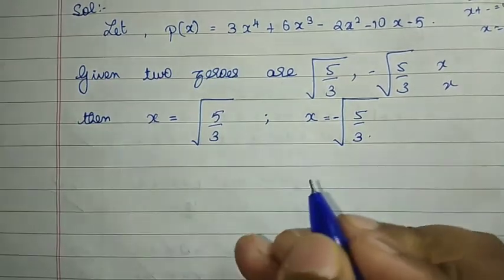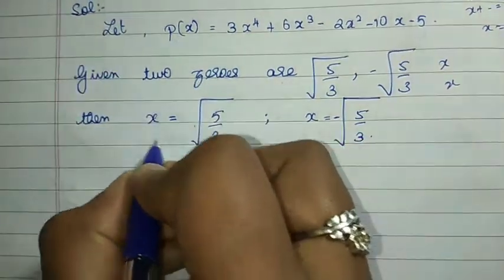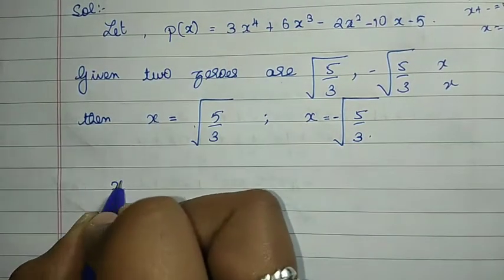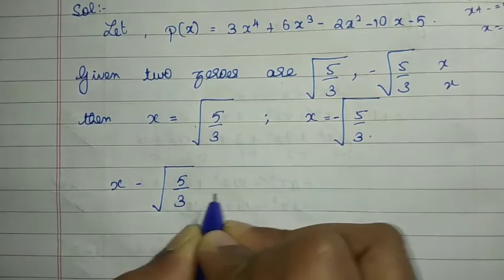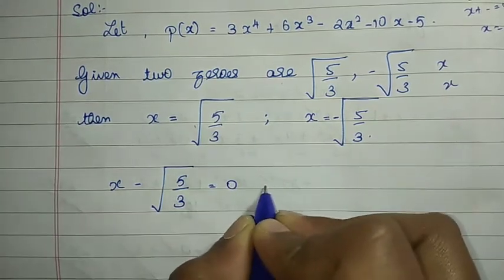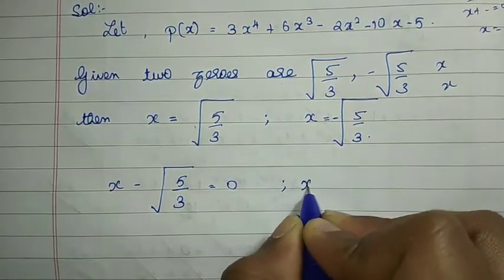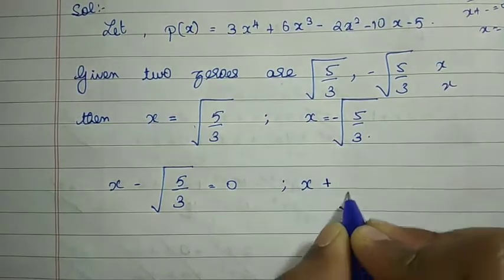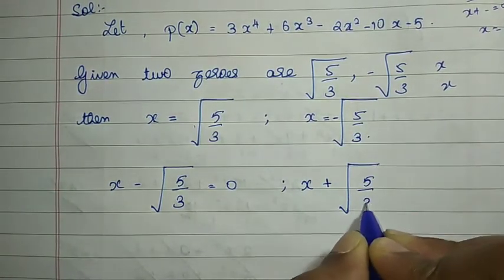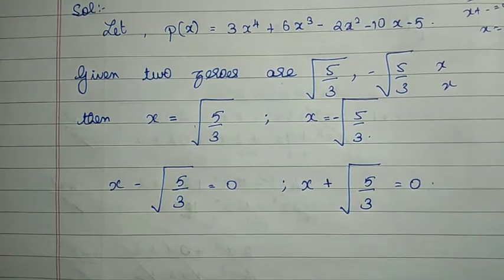So it means I will go back to the step, that is, I will be taking this to my LHS. So x minus root 5 by 3 is equal to 0, and next I will take this also, no? So minus will become plus, x plus root 5 by 3 is equal to 0.